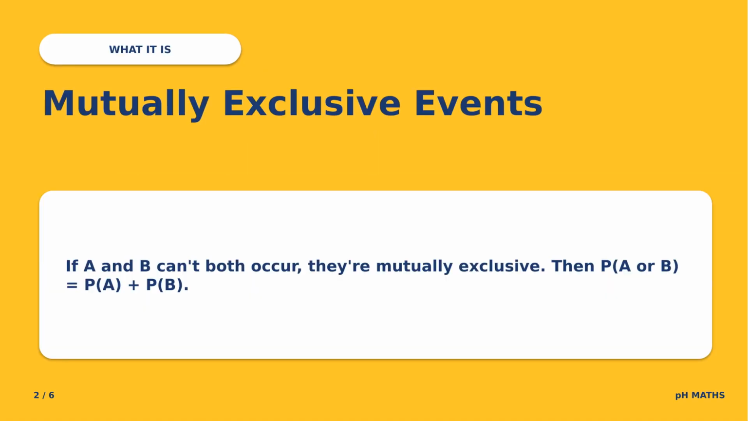Definition: two events are mutually exclusive if they can't both occur. So rolling a 3 and a 4 on a single die are mutually exclusive. You get one or the other, not both. When events are mutually exclusive, the probability of A or B happening is just the probability of A plus the probability of B. Direct addition. No overlap to worry about.